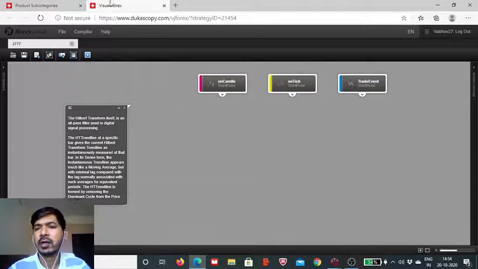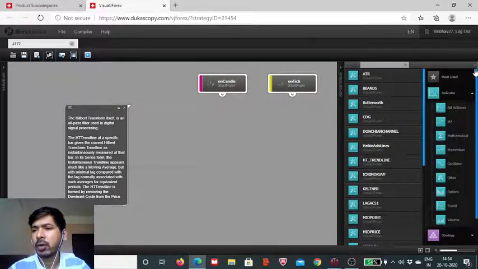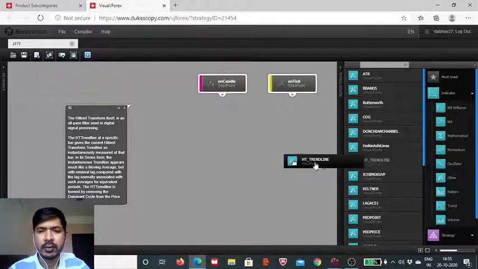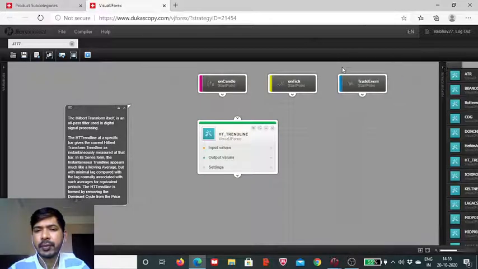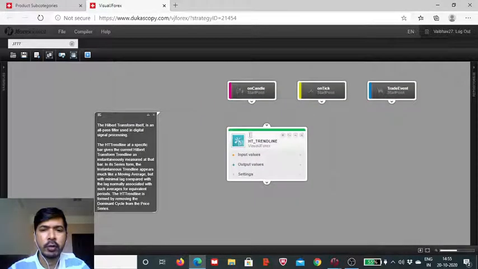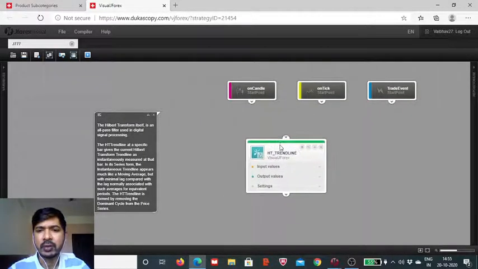We head to the Visual JForex board developed by Dukascopy Bank SA. Here you will find the HT trendline indicator amongst the other blocks. Here it is. I have also included a brief description for it.